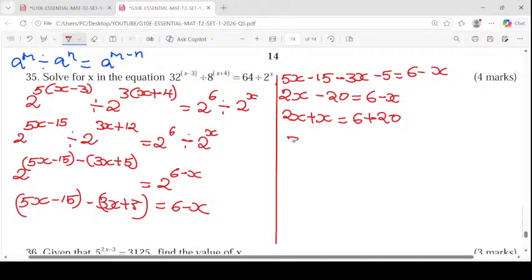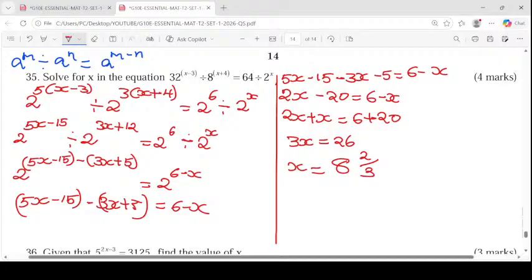So this becomes 3x is equals to 26. Then x becomes 8 whole number 2 over 3. X becomes 8 whole number 2 over 3. I hope I've done it well. I've not committed an error there, because you can see the question is 4 marks. That means you had to be very, very keen when responding to it, ladies and gentlemen.